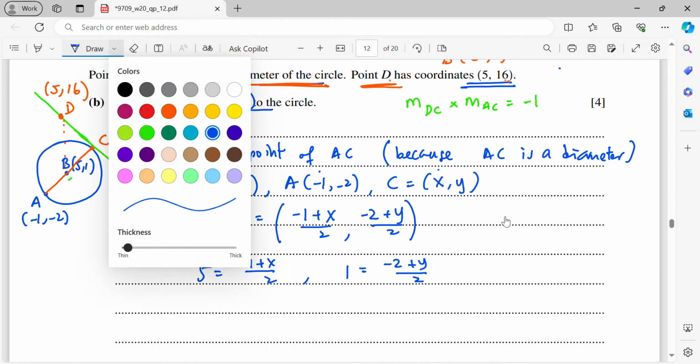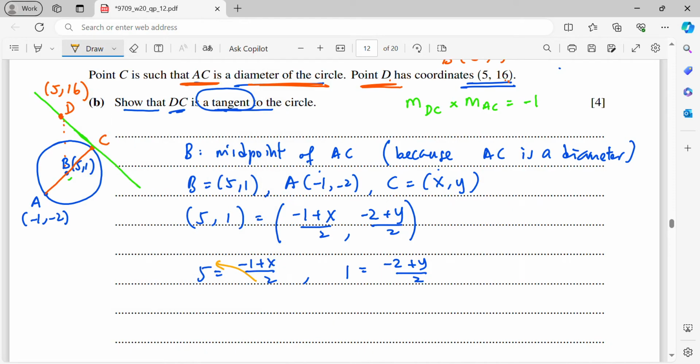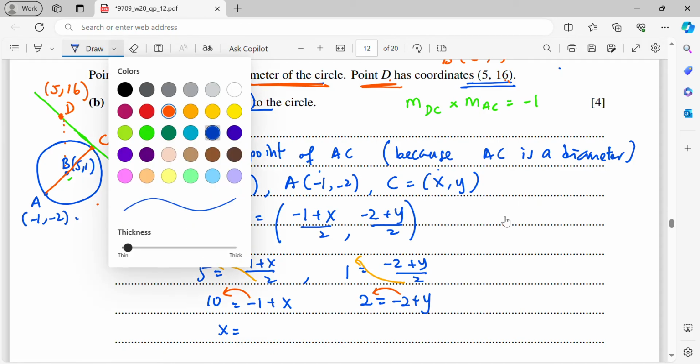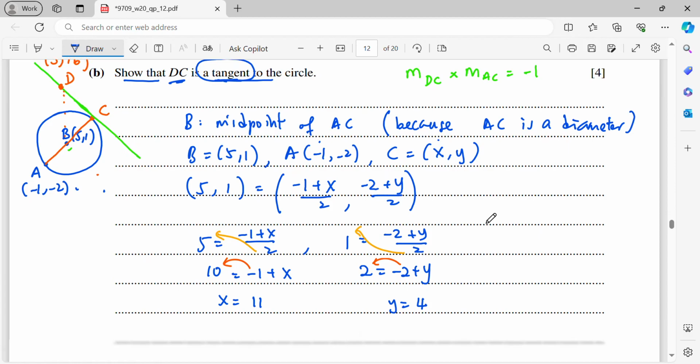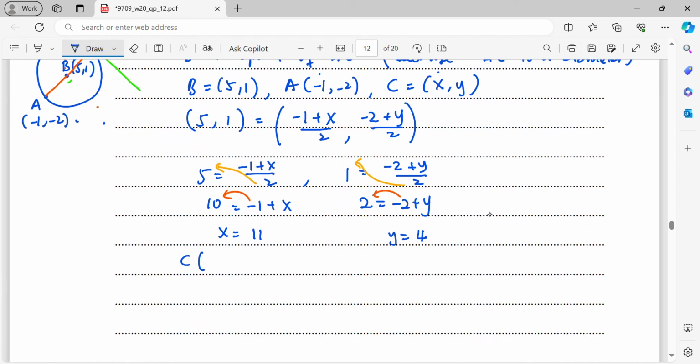Then move up the 2 as well. So I will be getting 10 equals -1 plus x. Then this is 2 equals -2 plus y. And now to get the x, just move the other term to the other side. Okay, so here I will be getting 11. And my y is 4. So with this, I found my C. My C is basically 11 and 4.